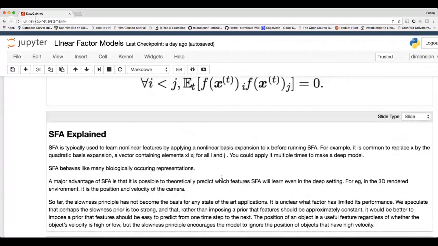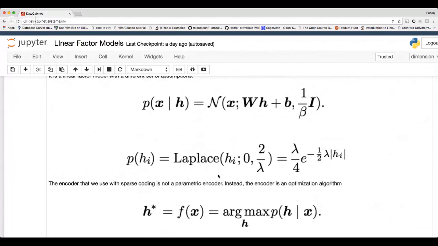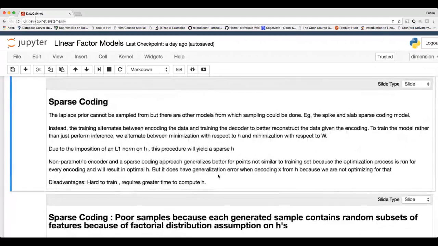Now for the Laplace one, I don't have a very good grasp of this, but in this one there's an algorithm that runs every time. So it's not like you find a W and then every time you see an X, you multiply by that W to get H. In this one, you have to run an algorithm to figure out what the H is by optimizing.